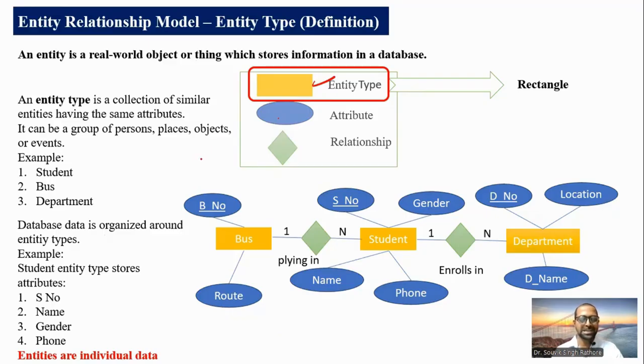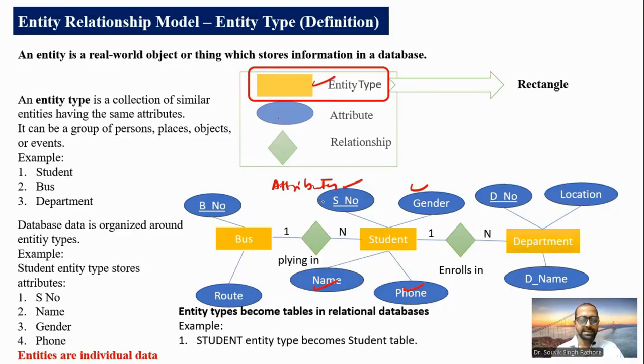Let us understand the student example over here. What information do we want to store about every student? We want to store the student number, the gender, the name, their phone number, email ID, etc. These pieces of information describe the student, and in the ER diagram, we call them attributes. We will study attributes in detail in the next lecture. For now, just understand that every entity type contains certain properties, and these properties are called attributes.